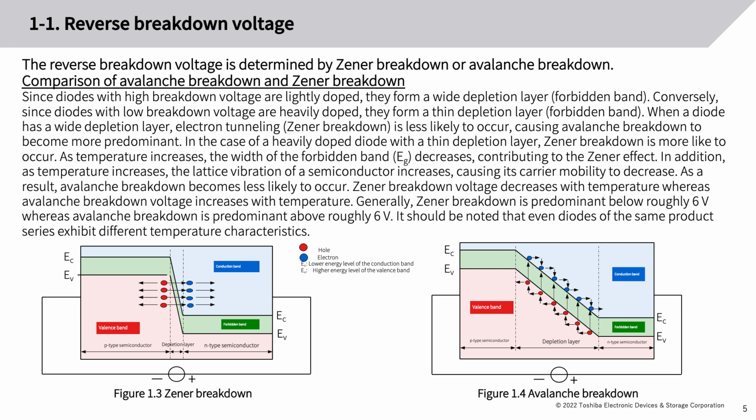As temperature increases, the width of the forbidden band decreases, contributing to the Zener effect. In addition, as temperature increases, the lattice vibration of a semiconductor increases, causing its carrier mobility to decrease. As a result, avalanche breakdown becomes less likely to occur. Zener breakdown voltage decreases with temperature, whereas avalanche breakdown voltage increases with temperature. Generally, Zener breakdown is predominant below roughly 6 volts, whereas avalanche breakdown is predominant above roughly 6 volts. It should be noted that even diodes of the same product series exhibit different temperature characteristics.